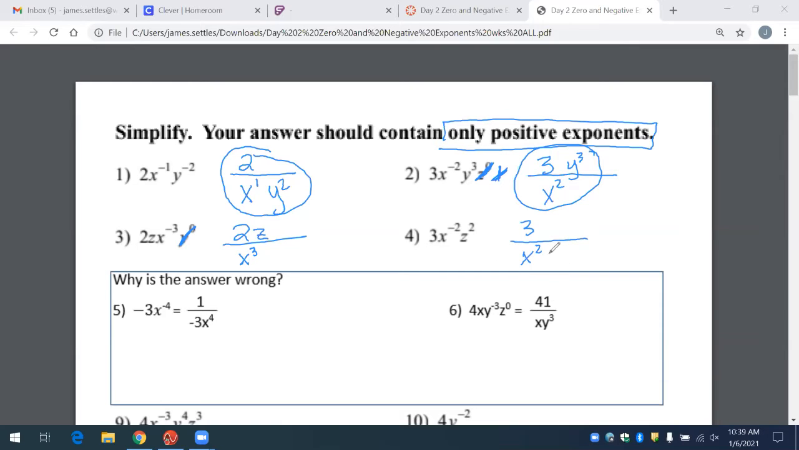But all right, and then the z squared. Does the z squared flip? No, z squared stays where it's at because it's already positive, and that's your answer right there.